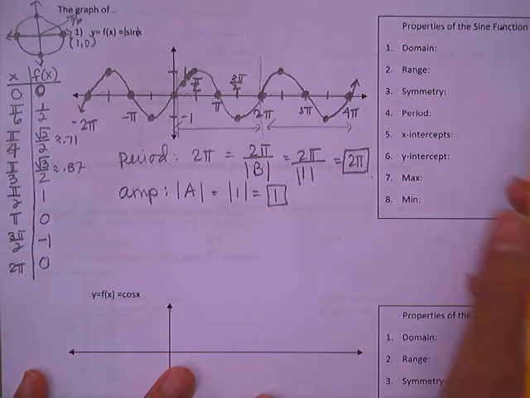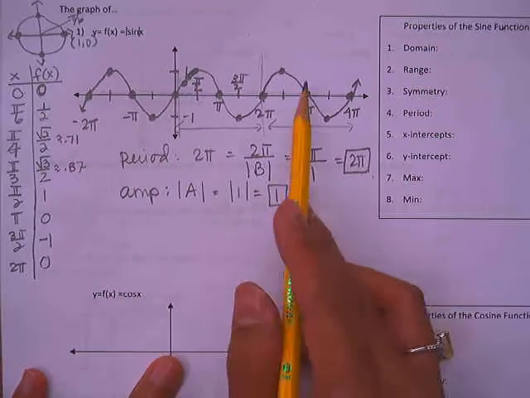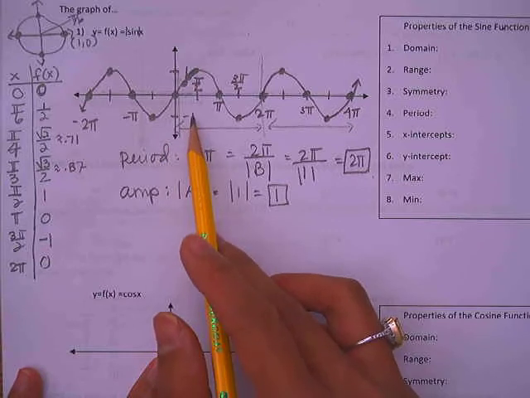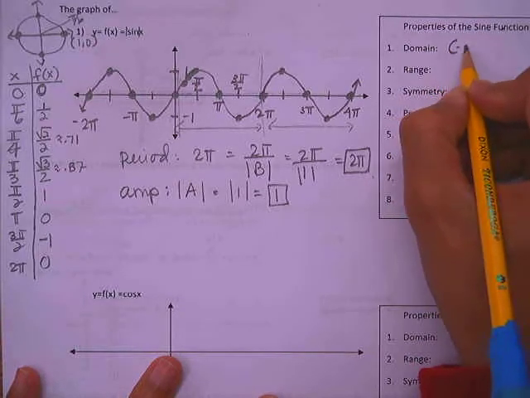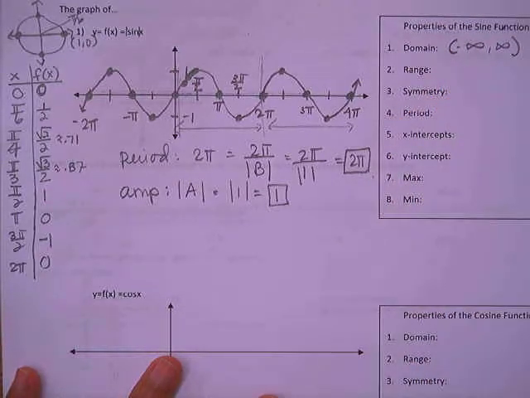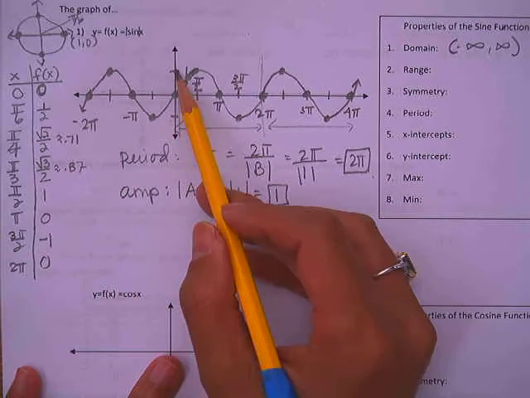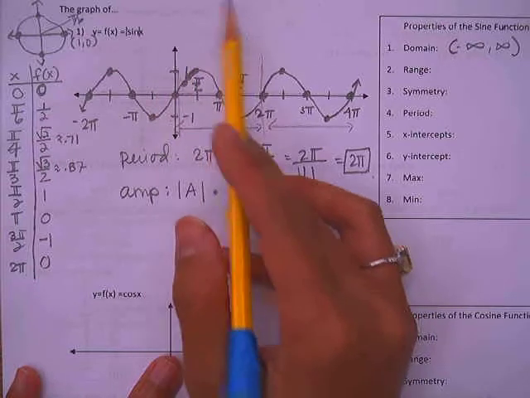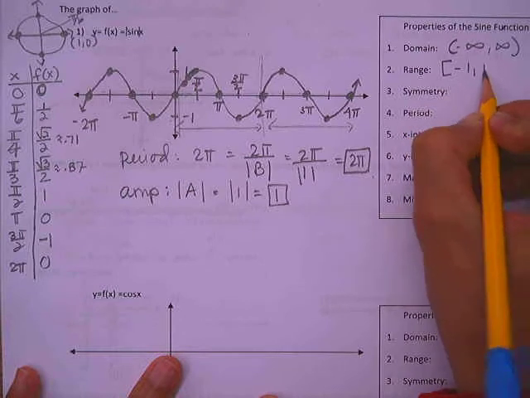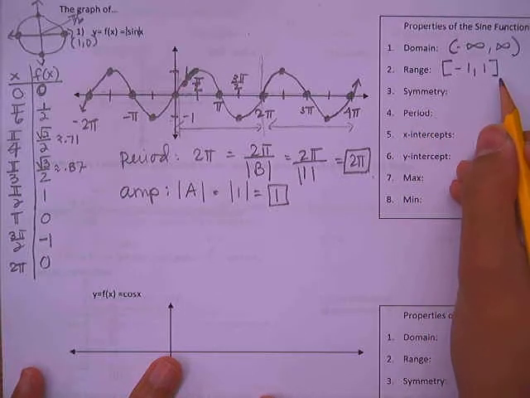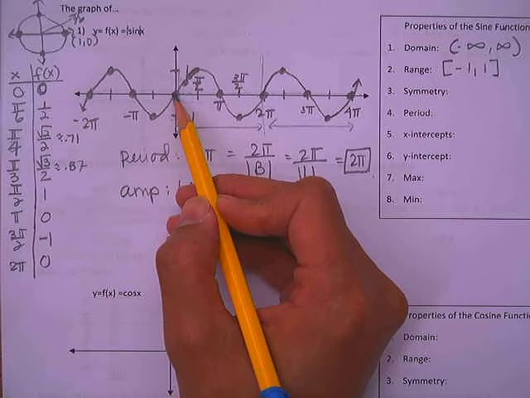So, properties of the sine function. The domain, it goes on forever. Just because we stop at 3 periods doesn't mean the function itself stops. So the domain is going to be from negative infinity to positive infinity. The range, how high and how low? We're going from negative 1 all the way to positive 1. We have nothing above 1 and nothing below negative 1. So the range is inclusive from negative 1 to 1, and we want to write the smaller value first. Symmetrical. Is it symmetrical about the origin, which is odd?